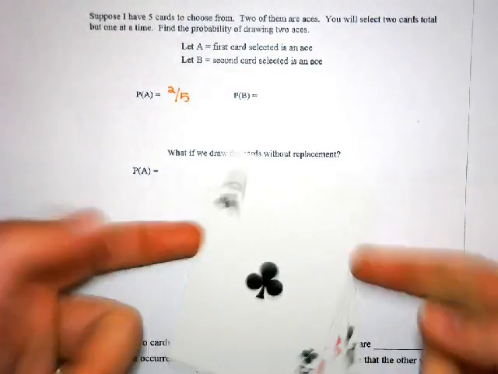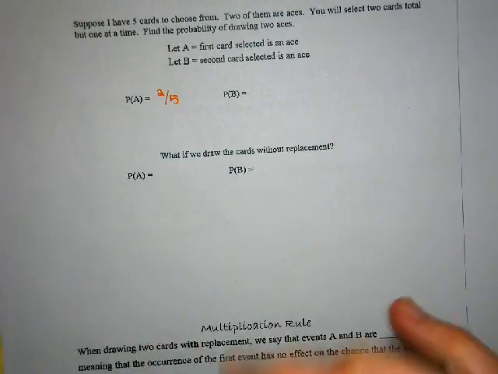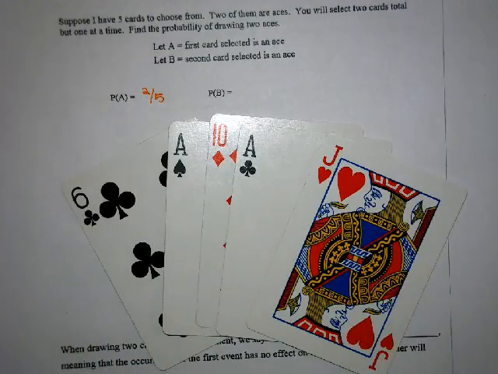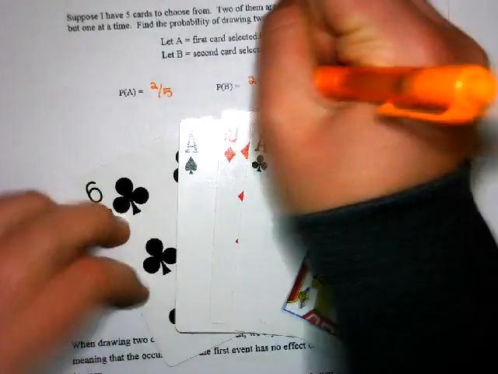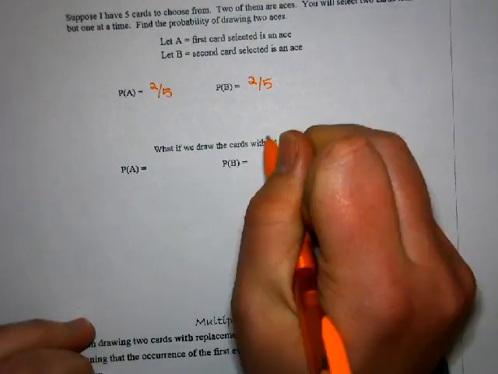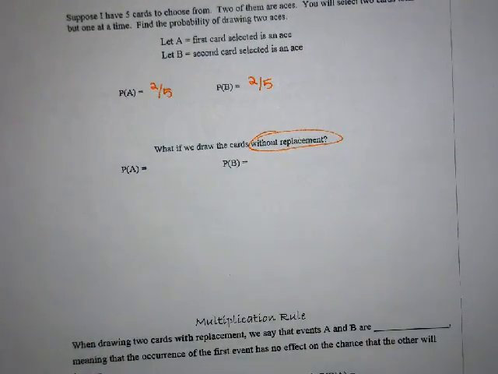All right, and then I put it back. I shuffle. What's the probability that my second card chosen is an ace? 2/5. Thanks, Chloe. 2/5. All right, so this time we're going to do it without replacement.